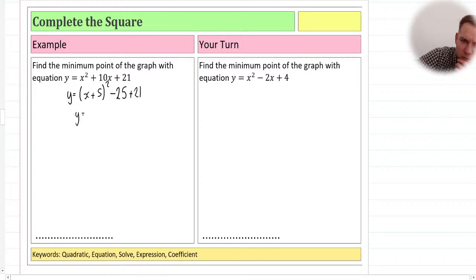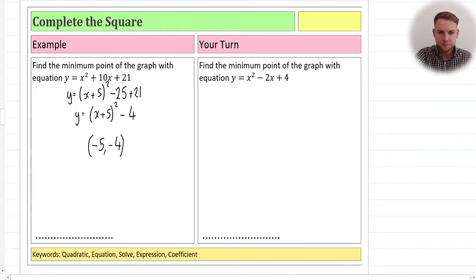We're going to simplify that. y is equal to x plus 5 all squared. 21 minus 25 is equal to minus 4. So inside bracket opposite, outside bracket same. So our minimum is equal to minus 5 comma minus 4. Notice that the x coordinate is the opposite symbol, the y coordinate is the same. There's our first one.